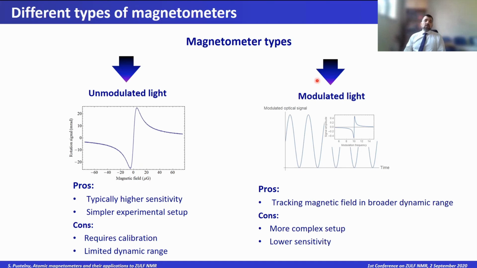This means that with such a situation, you can have a magnetometer that measures magnetic field very sensitively, and it is realized in a relatively simple apparatus, because you don't have to modulate light, for example, in the system, but it has some drawbacks.